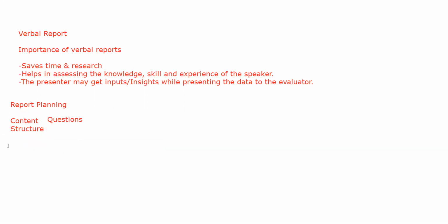Now, while delivering the report, you have to keep in mind a few factors. Report delivery. Okay. Before delivering or during delivery of the report, this will specifically depend on, first of all, voice quality and volume.